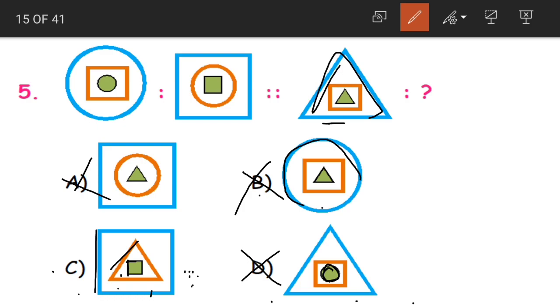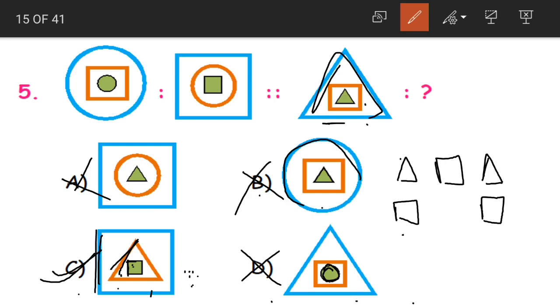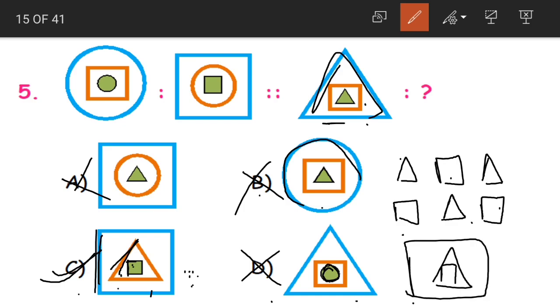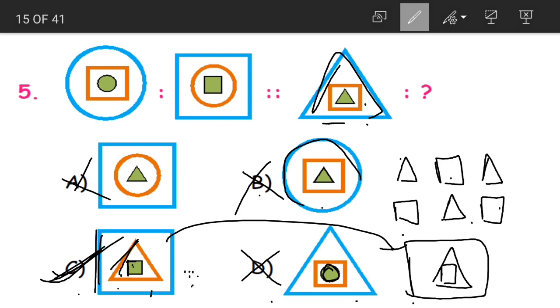What is the correct one, children? Option C is our correct one. That is square, triangle and square. See, the first figure is triangle, square, triangle. Now replace the triangles with square. Instead of triangle, write square, and instead of square, write our triangle. So a big square, then a small triangle and then a small triangle. This is our correct answer.